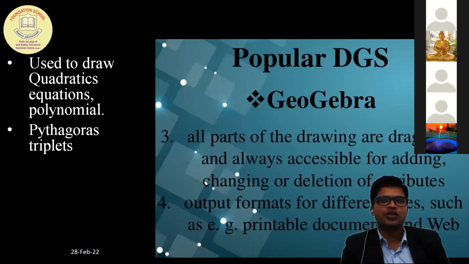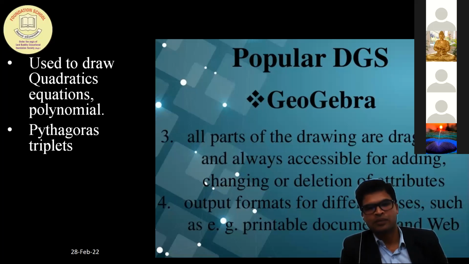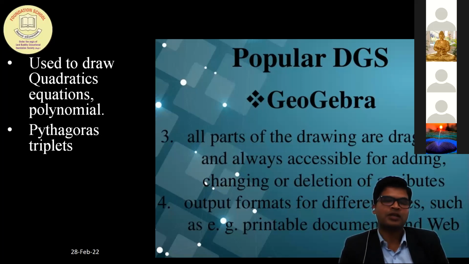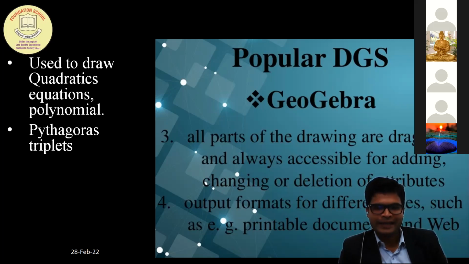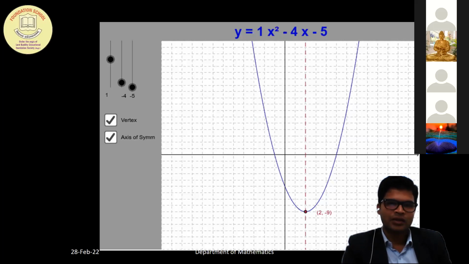Next, there is GeoGebra on the website. You can say www.geogebra.com. We should use it in the classroom to make the figures. In the math lab, we will do quadrilateral, quadratic equations, polynomial equations. Even with GeoGebra, we can prove Pythagorean triplets, where a square plus b square is equal to c square. So by using GeoGebra, we can show the student that it really forms in the shape what you are seeing in the book. There is a slide you can see here.